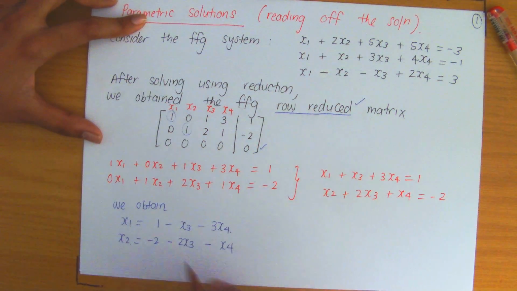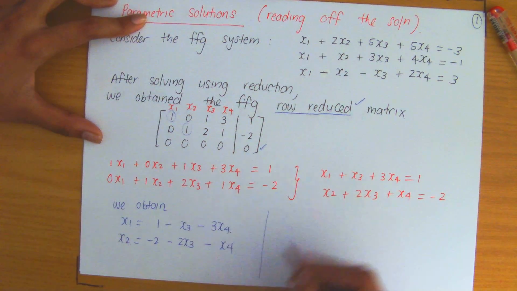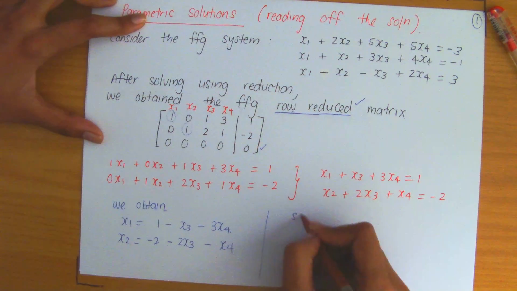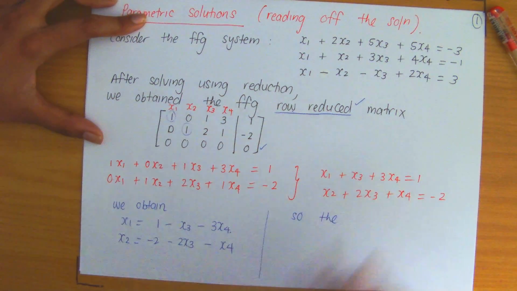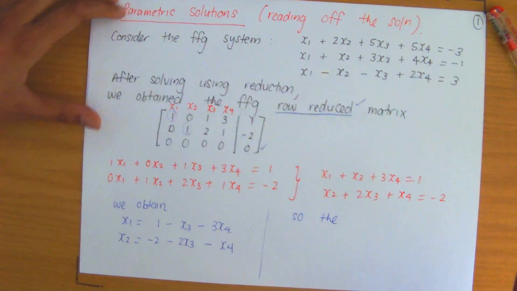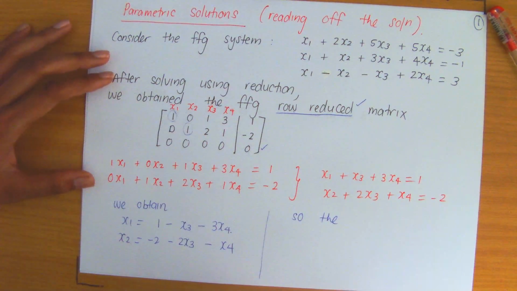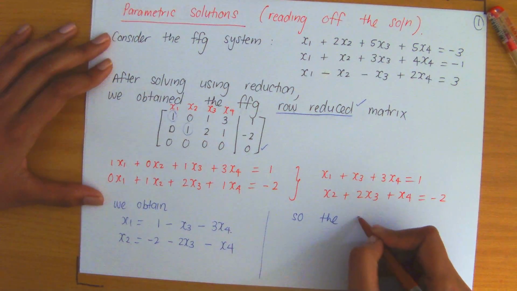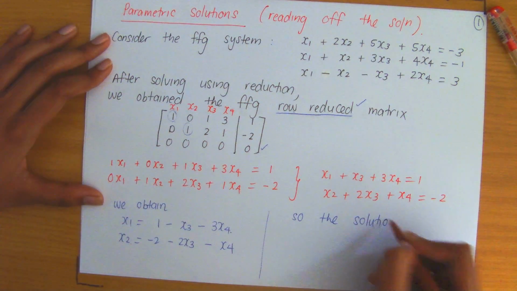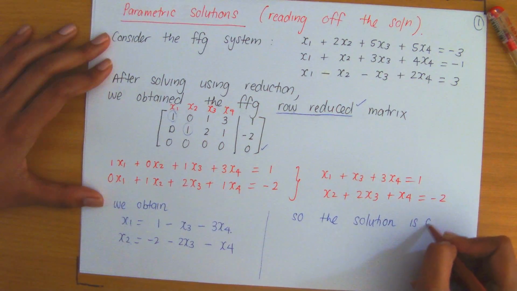So in order to write out the solution, the solution will be written down in parametric form because we know we have infinitely many solutions. So the solution is as follows.